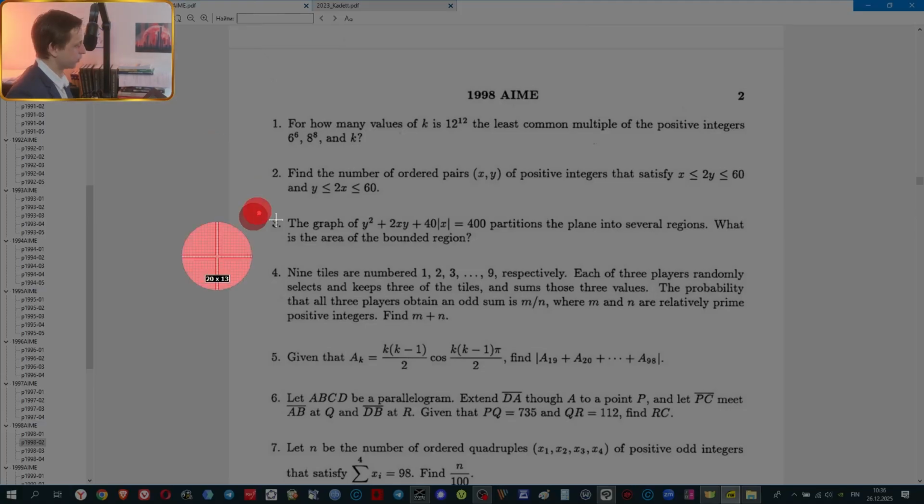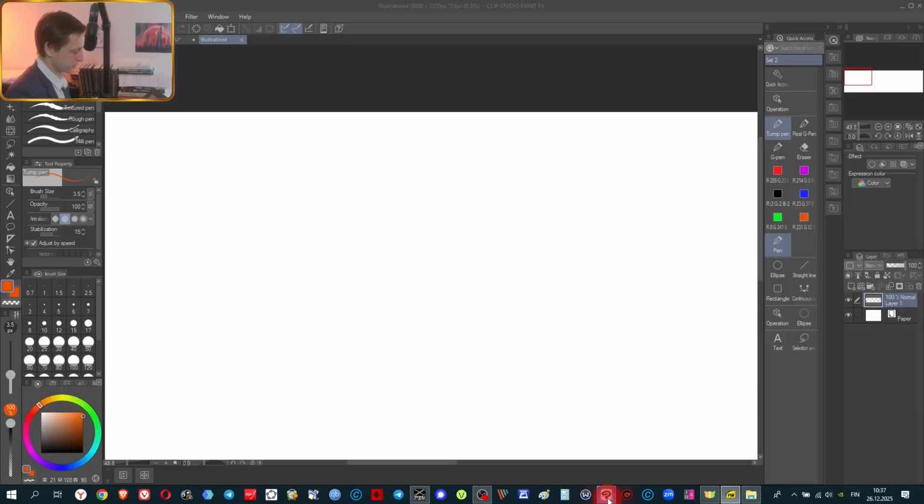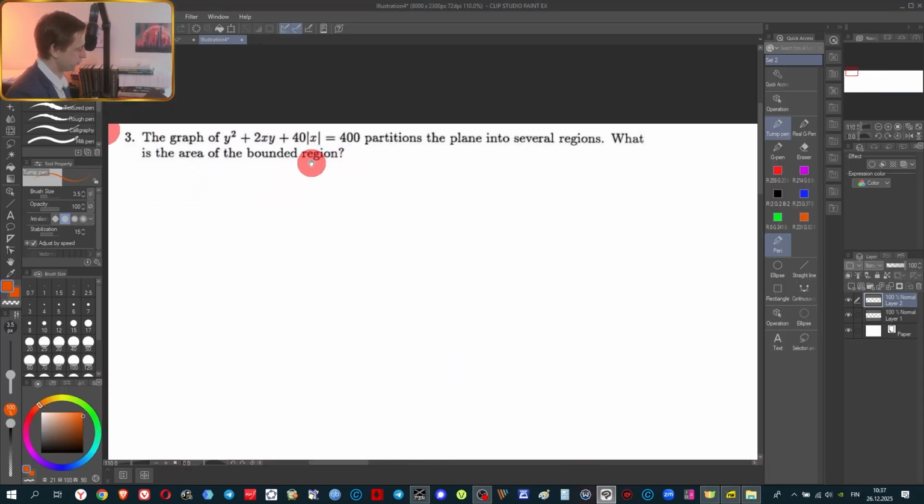Okay, we are going to the number 3. We have a graph that partitions the plane into several regions. We need to find the region that is bounded by the graph, and we need to find the area of such a region. Again, we will use a coordinate plane to solve this one.